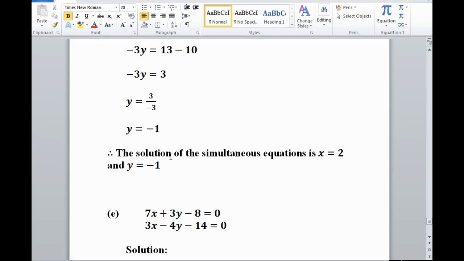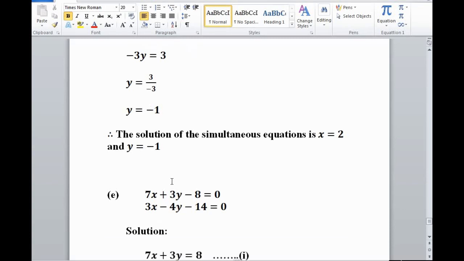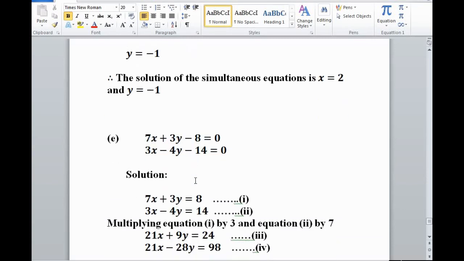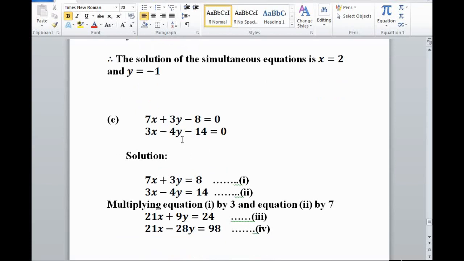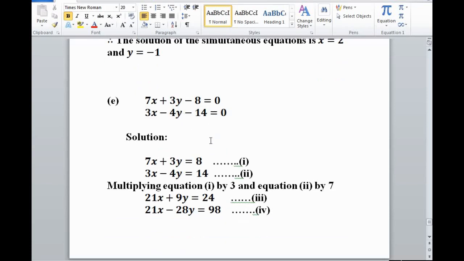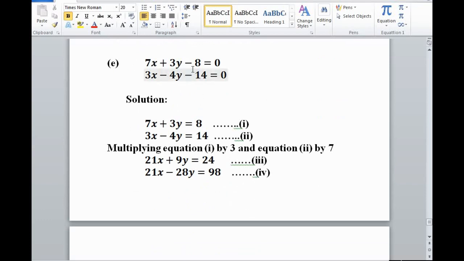Another part from this question number 5, intermediate level questions from this exercise. Two linear equations are given. First linear equation is 7x plus 3y minus 8 equals 0, and the second equation is 3x minus 4y minus 14 equals 0. So first I'll take this negative 8 and negative 14 from left to the right side, and then I will name these two equations as equation 1 and equation 2.